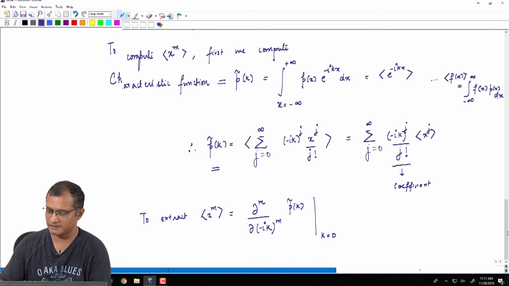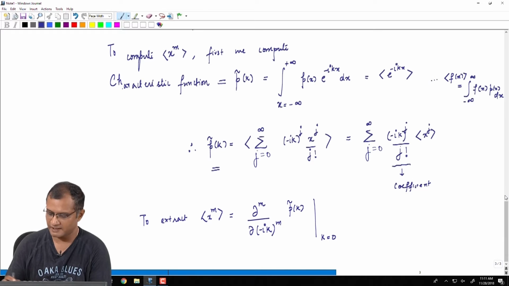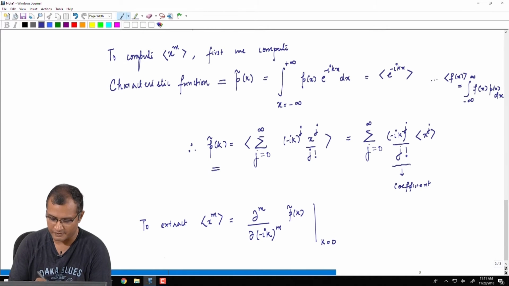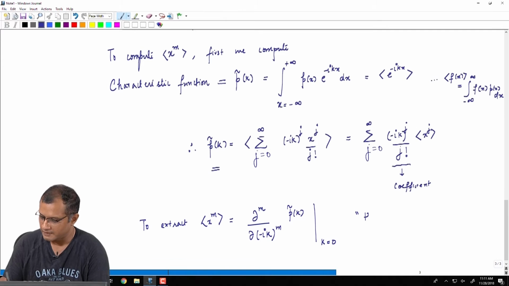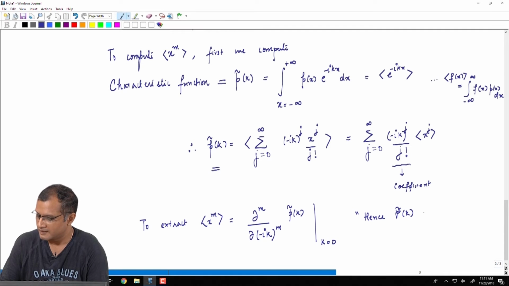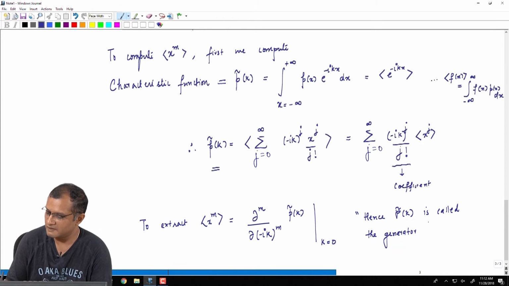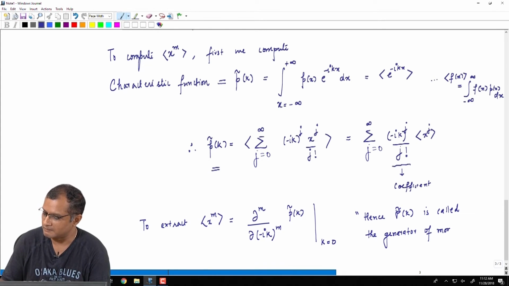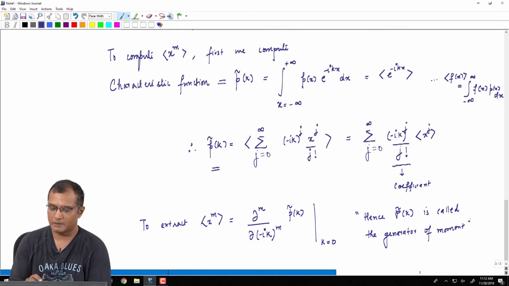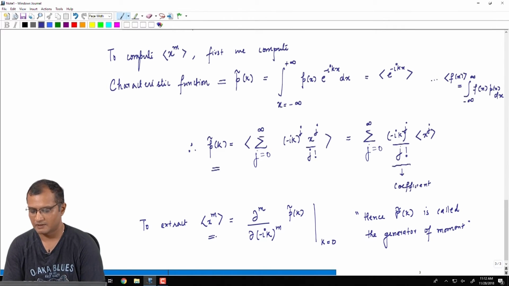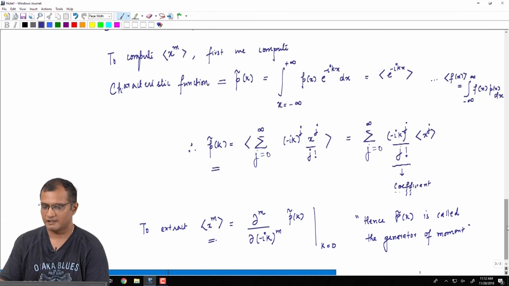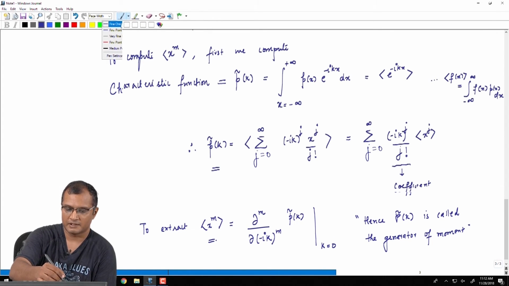So now we can see that this is called a generator of moments. This P of k is called the generator of moments because the left hand side is a moment, and by taking the mth derivative of this moment generating function, I can obtain the mth moment, which is this. Hence, that is the reason why this is called the moment generating function or characteristic function.